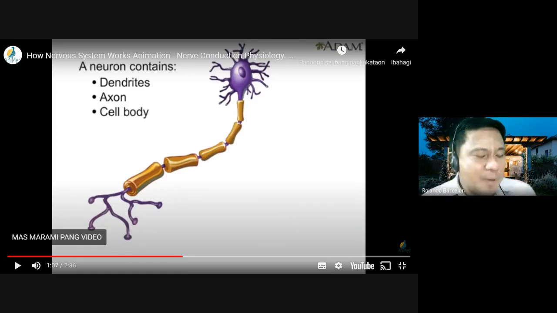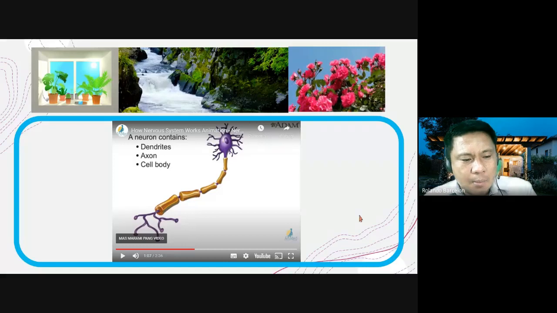Okay, so we have here the neurons. Pag ikaw ay nabaliw, ibig sabihin you cannot decide, the transmission is not correct. So it's not functioning well, sa loob ng katawan. So that's all about our neurons.